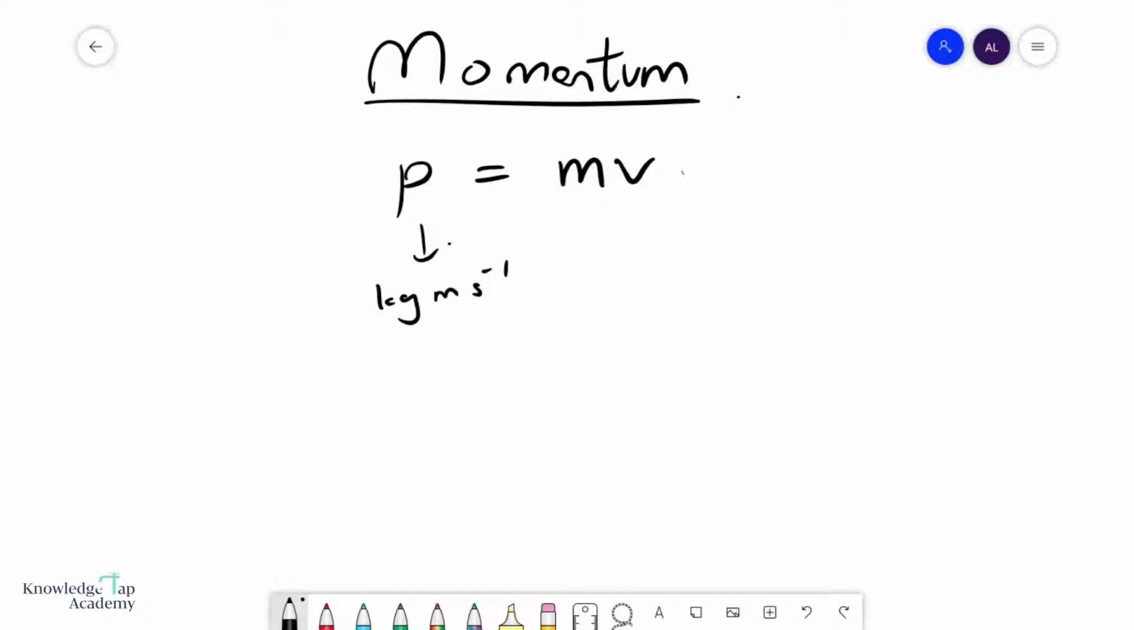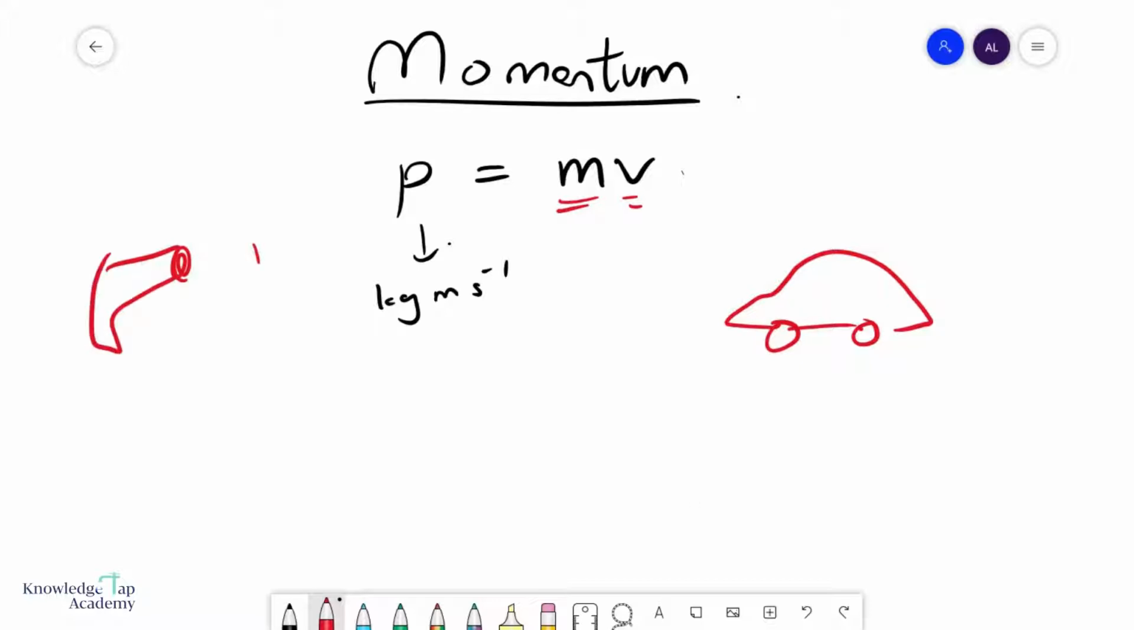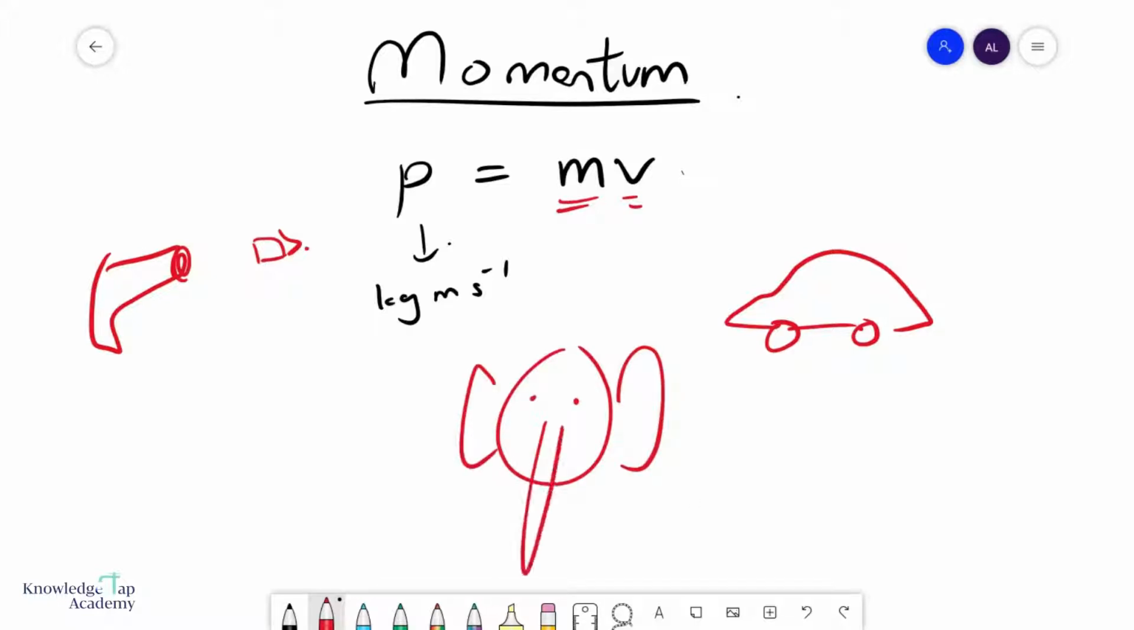So what exactly is momentum? Well, if you think about things that have high momentum, they either have a very high mass, a very high magnitude of velocity, or both. Some examples of things with high momentum could include a car moving on the expressway, a bullet from a gun, or even something like a huge elephant. These are all things that have large momentum.